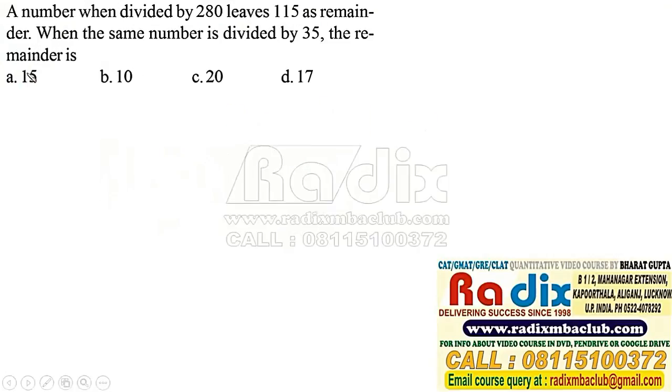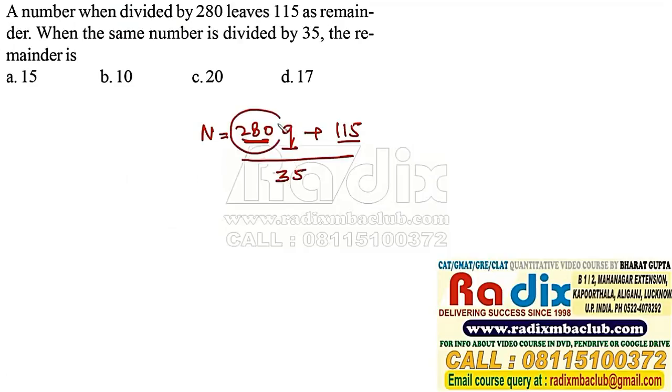Okay, next. A number when divided by 280 leaves 115 as remainder. When the same number is divided by 35, the remainder is? See, the number would be 280q plus 115. Here this is the divisor, this is the quotient, this is the remainder. And we have to calculate the remainder when the same number is divided by 35. See, 35 completely divides 280, so it will give us remainder 0. Now, 115 divided by 35: 35 3s are 105, right, so it will give us remainder 10. Okay, option B.